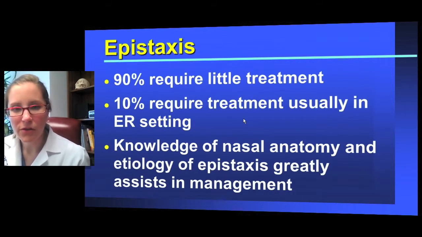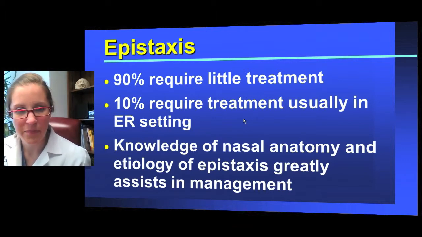So in general, the vast majority of nosebleeds actually require very little treatment or intervention. Only about 10% actually require treatment or intervention, and it's often in either an emergency room or inpatient setting. It's important to know the nasal anatomy because the cause of epistaxis is really helpful in directing management of nosebleeds.